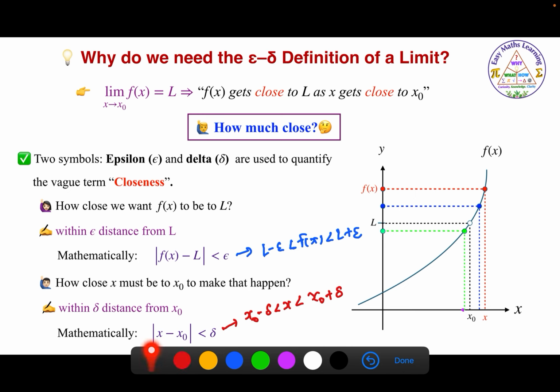This means whenever x lies within delta distance of x naught, the function value automatically lies within epsilon distance from L. So the definition of limit in terms of epsilon and delta is called the precise definition of limit, because using these symbols, epsilon and delta, we have removed the vagueness of closeness here.